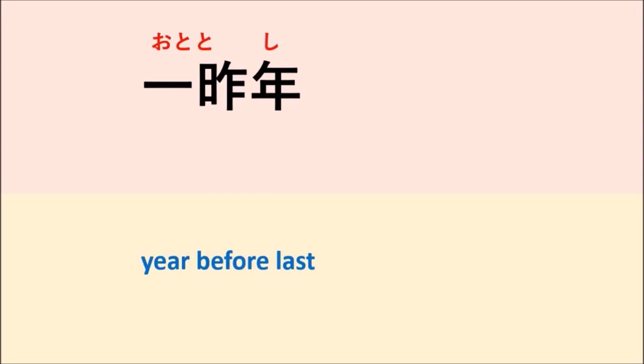Ototoshi means year before last. Do you understand? Year before last. What's the meaning? Ototoshi means the year before last year. If we say last year, we say kyonen, right? Kyonen means last year, but the year before last year is called ototoshi, which means the year before last year.